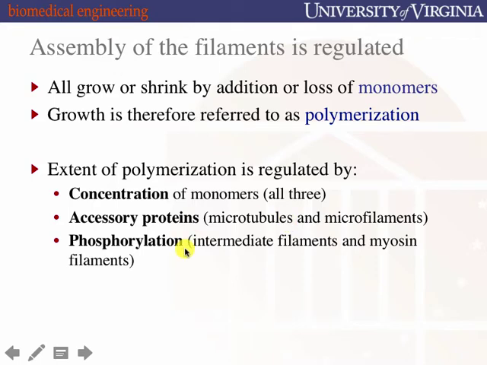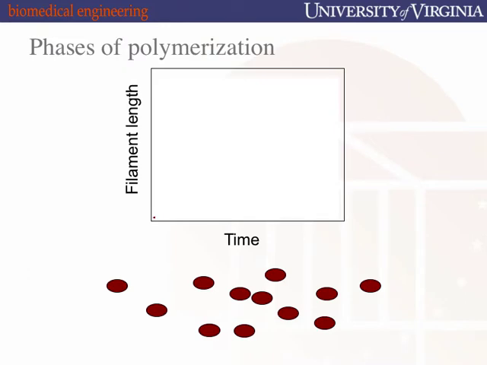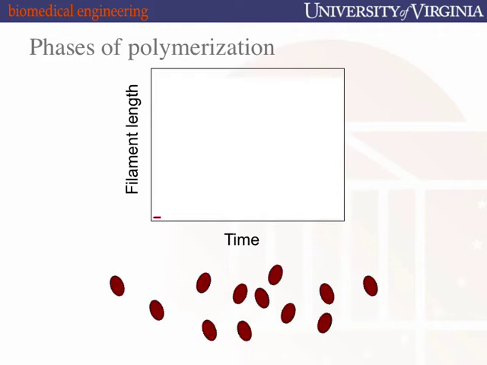And finally, in intermediate filaments and in myosin filaments, which we're not going to discuss either today, there are events of phosphorylation that occur on those filament structures that regulate their polymerization. What type of enzyme induces phosphorylation? Kinase. You have two signaling guys teaching this class, so kinase is like the most important enzyme ever, right? Okay. All right, so what are the phases of polymerization?